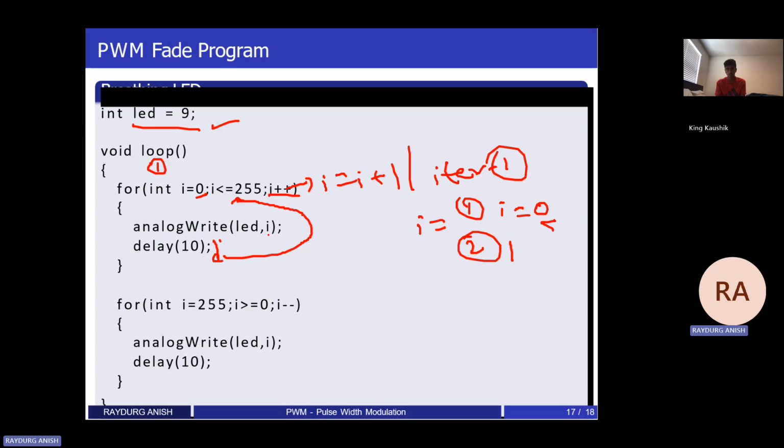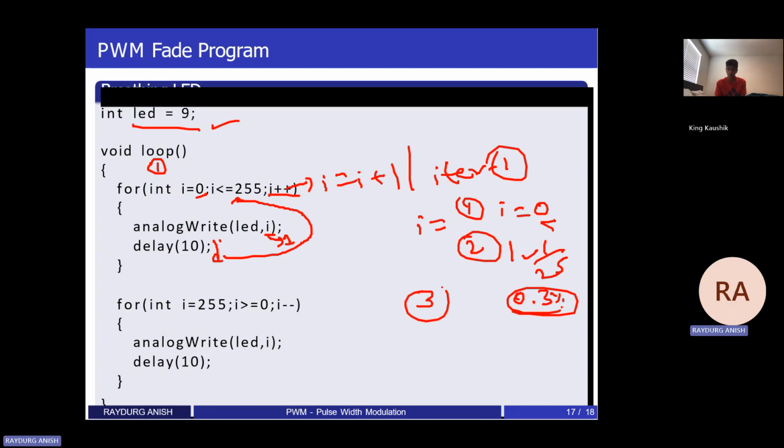Now analog write, and now I value is changed to 1. So in the second iteration, after 10 milliseconds, I value is 1, so there will be a little bit of turning on. It will be near 0, but it turns on. If you calculate the duty cycle, 1 by 255, it's very less, 0.3%. So you can barely notice it. And this is for the second iteration.